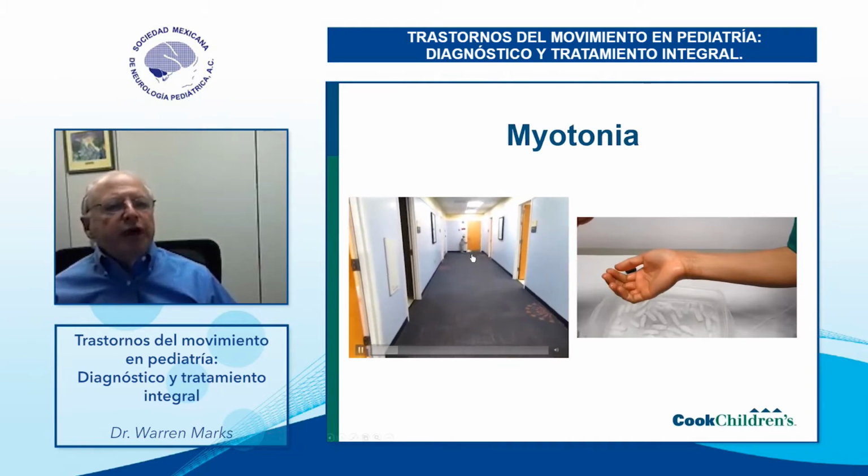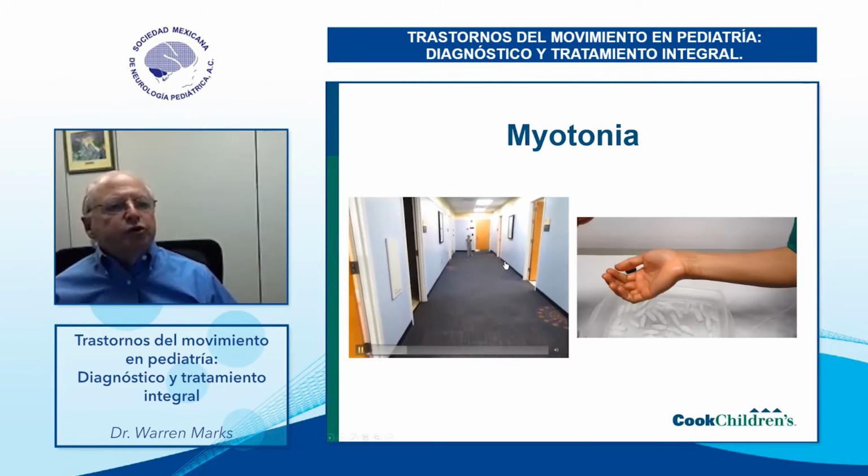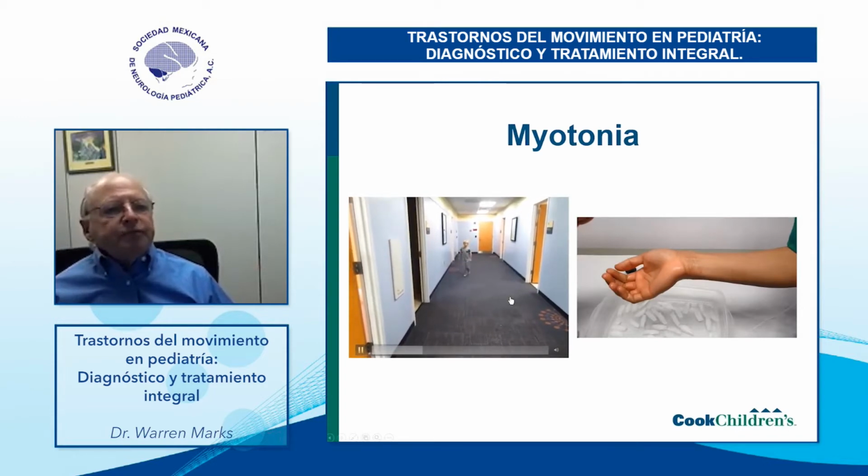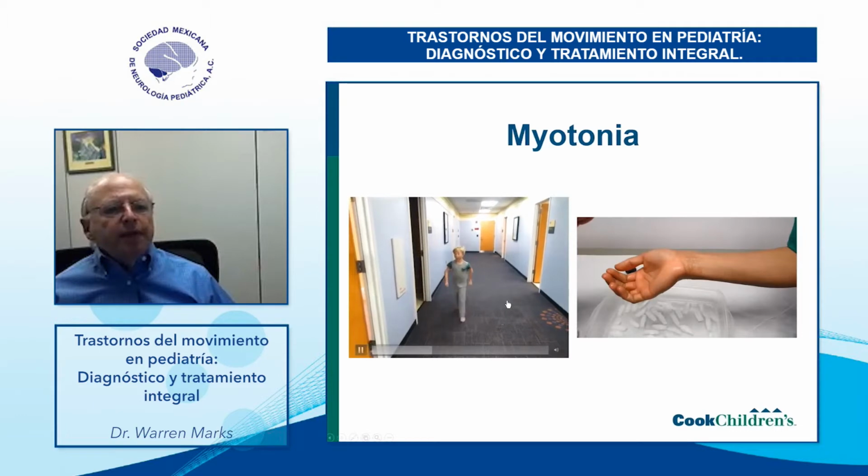So this is a young man who, when he first gets up, is really stiff, and you can see he has trouble walking and running. But as he's getting warm, see, he's picking up, he's getting less stiff. And that's pretty typical for myotonia.